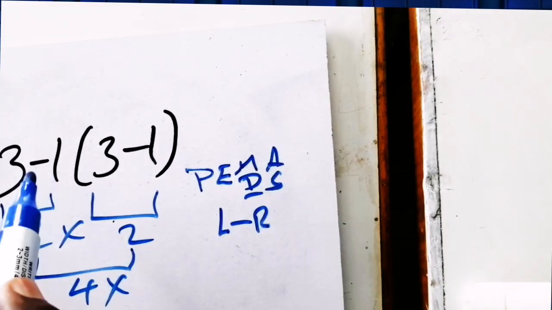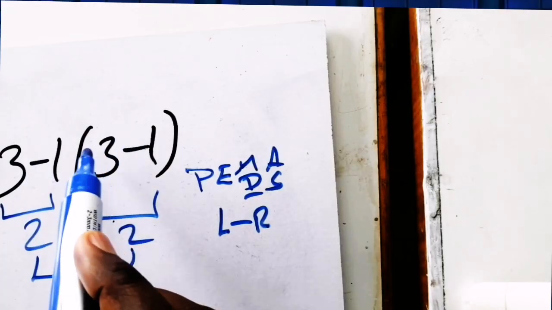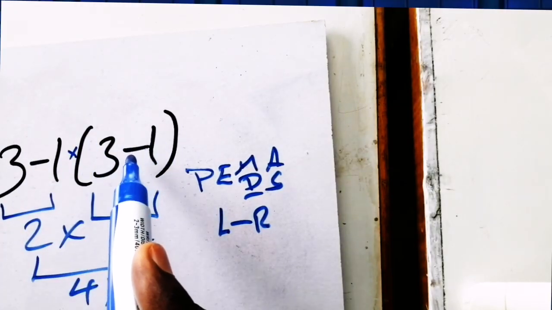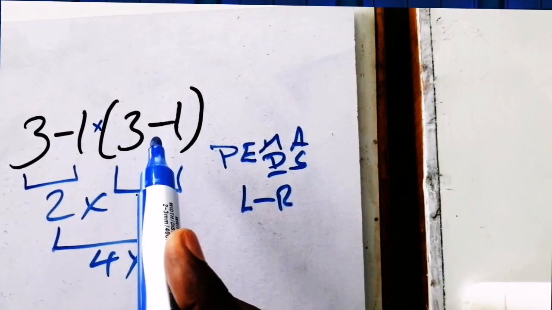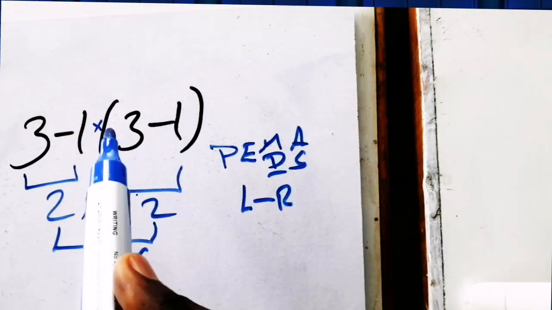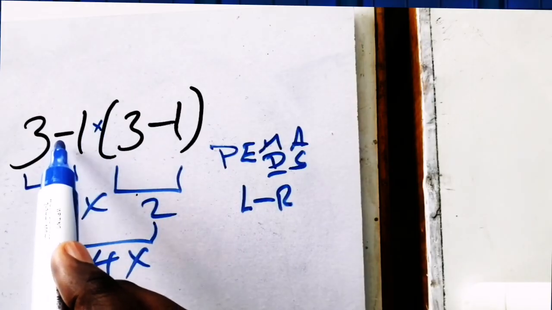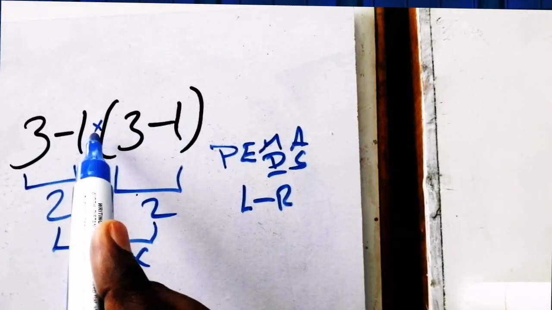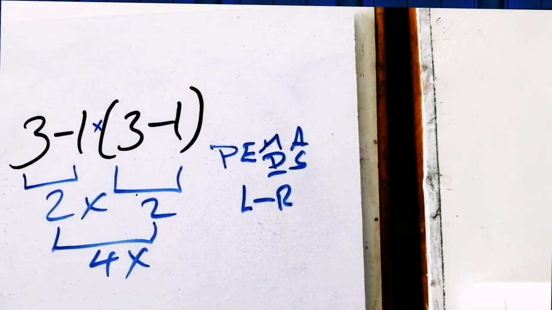In this expression there is one subtraction here and one multiplication here, and one parenthesis. Inside the parenthesis there is subtraction, okay? Therefore, according to PEMDAS, first we have to do this parenthesis, next this multiplication, finally this subtraction. If we do this subtraction before this parenthesis or this multiplication, it is wrong.